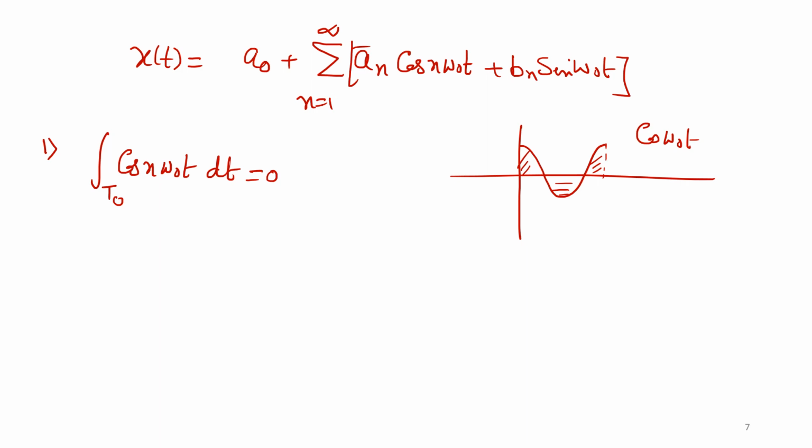Now if I consider cos 2 omega naught t, within the same time period T naught, I will have double the frequency, meaning two repetitions. Again you will see the total positive and the total negative remain the same. So again, for cos 2 omega naught t, its area is also 0 within one time period. The same is true for sine.